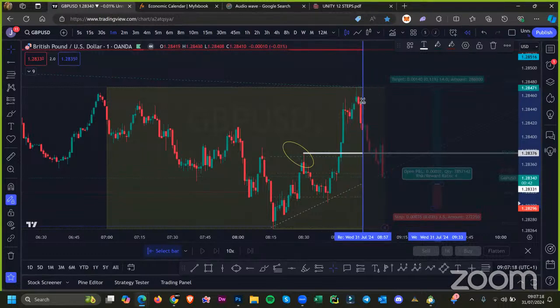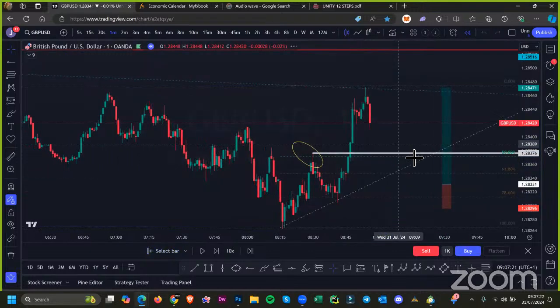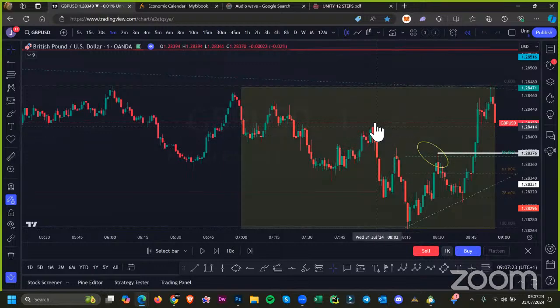Look, who was looking at this market here? The market just came and captured some liquidity from above these levels here, above here, and just about above here also.